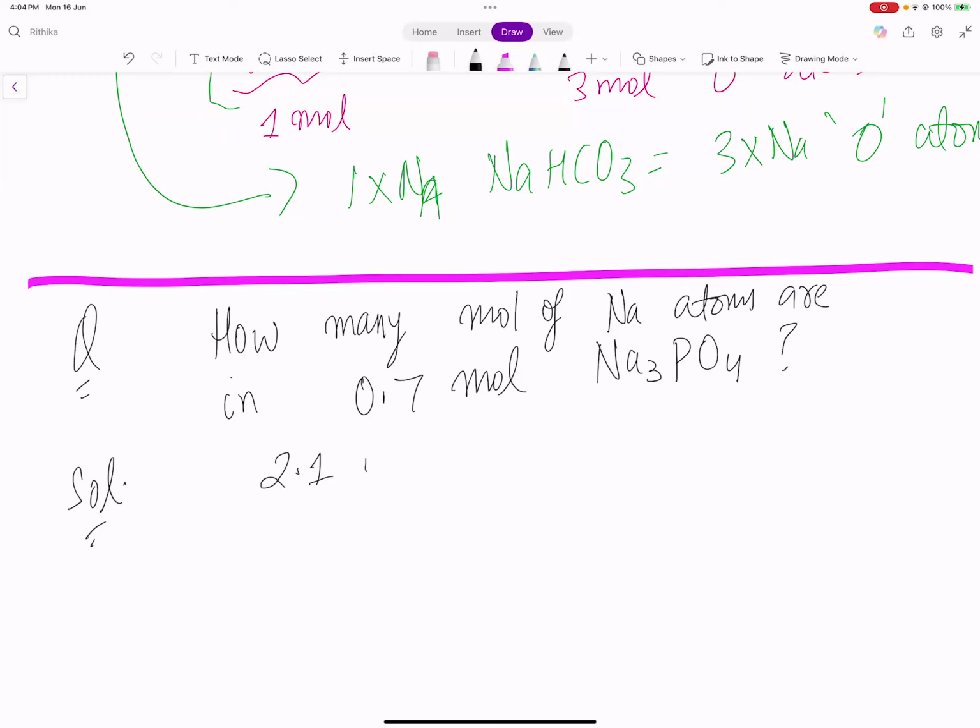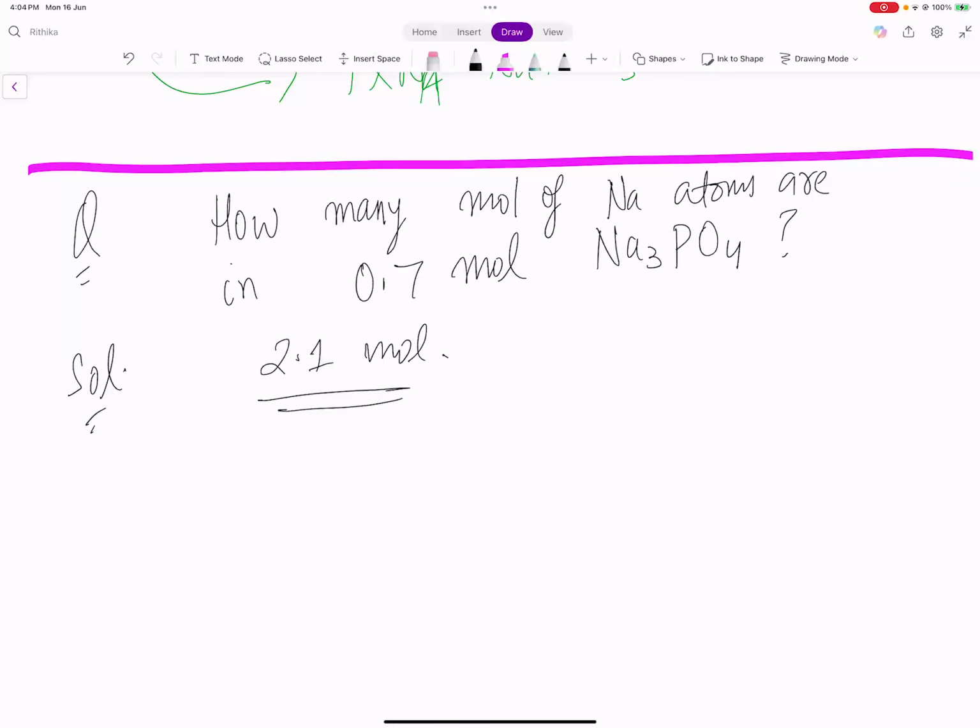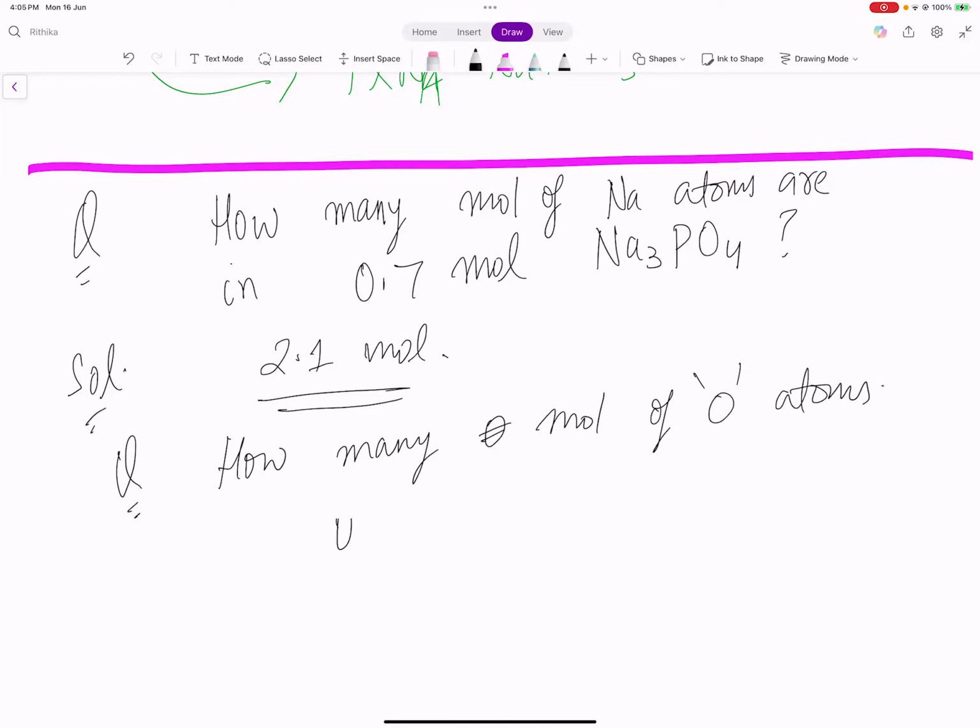Yes. I'm so happy now. See, now you are able to see. Now you are learning something. And the next question is, how many mole of O atoms? 2.8 mole. That is simply 0.7 into 4. 2.8 mole. Great.